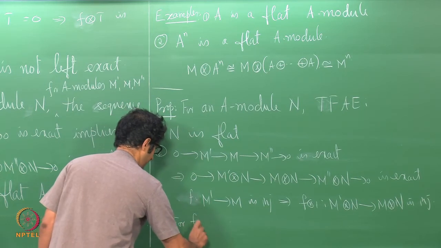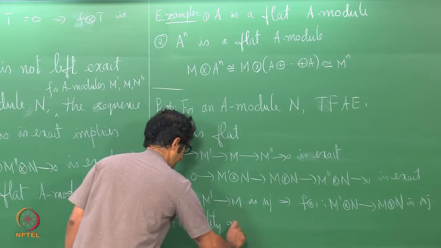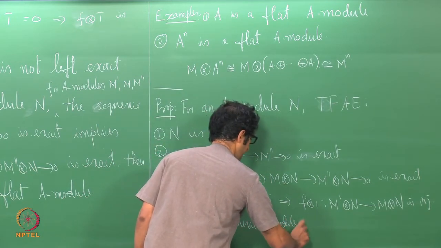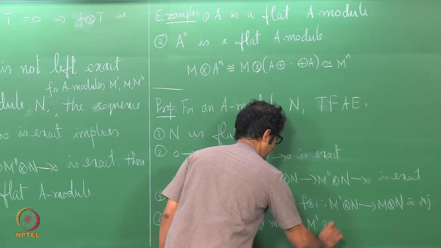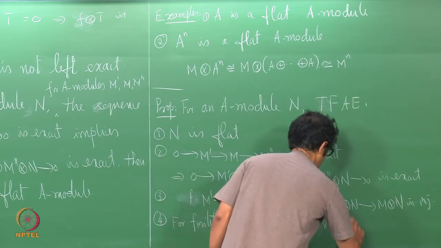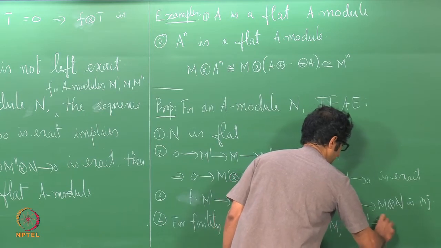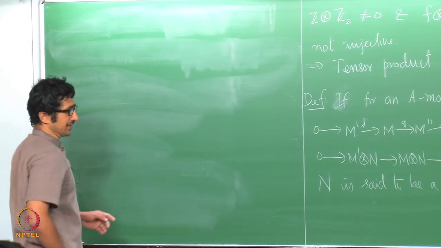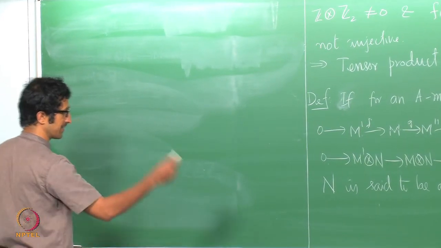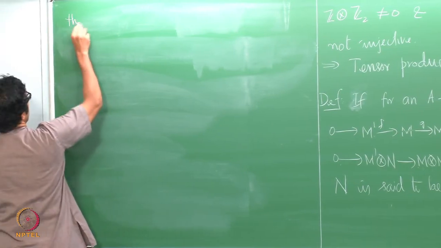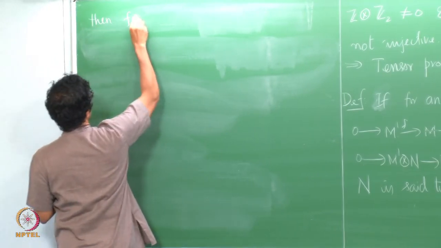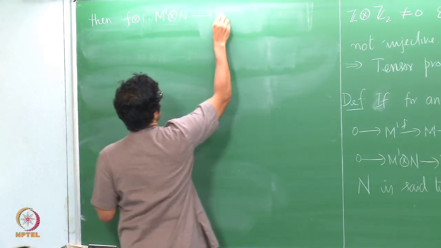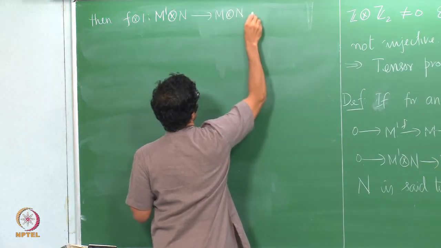For finitely generated modules M prime and M, f from M prime to M is injective. For finitely generated modules M prime and M, if this is injective, then f tensor 1 from M prime tensor N to M tensor N is injective.